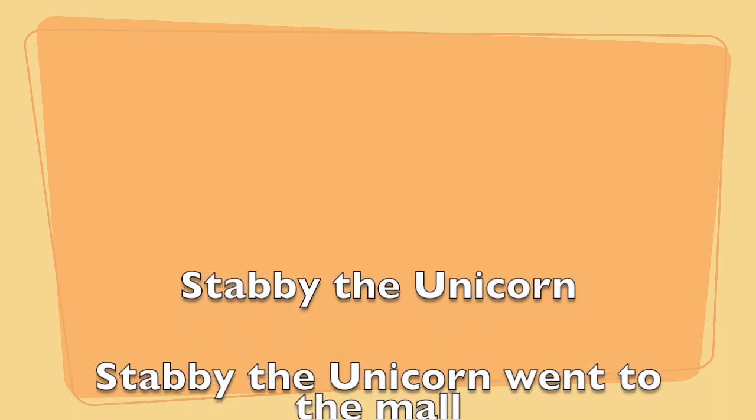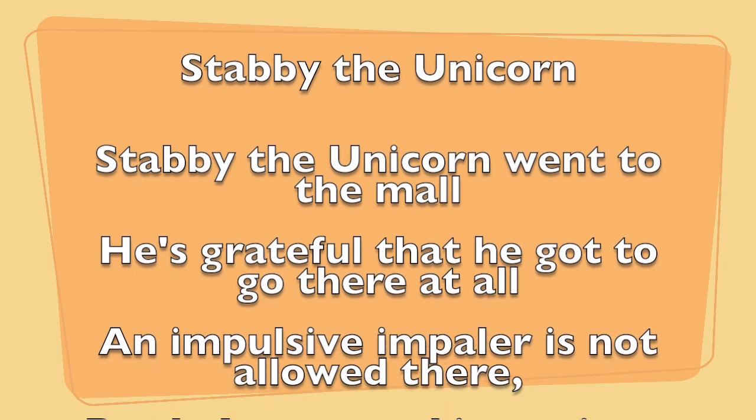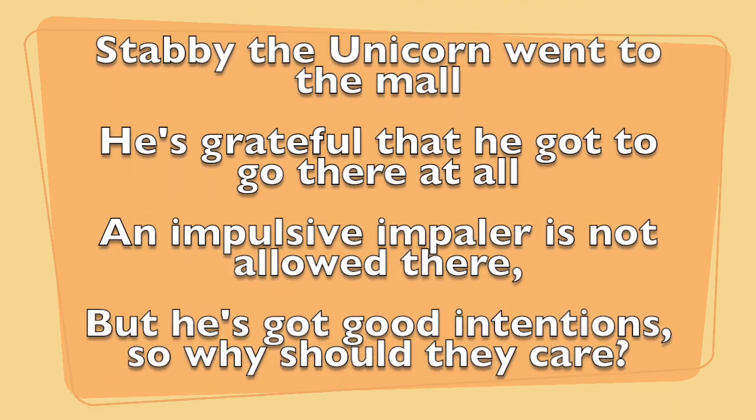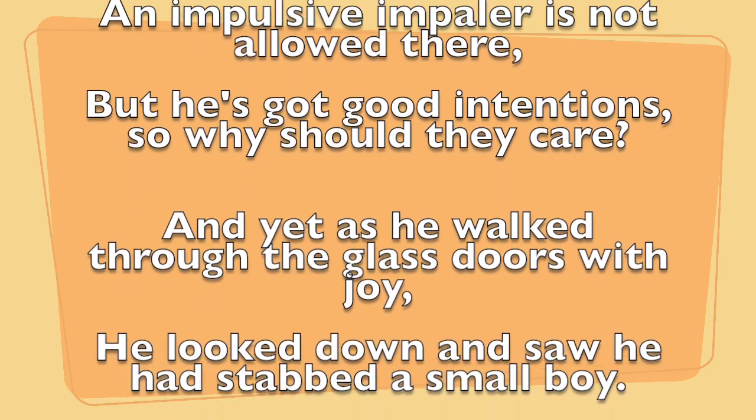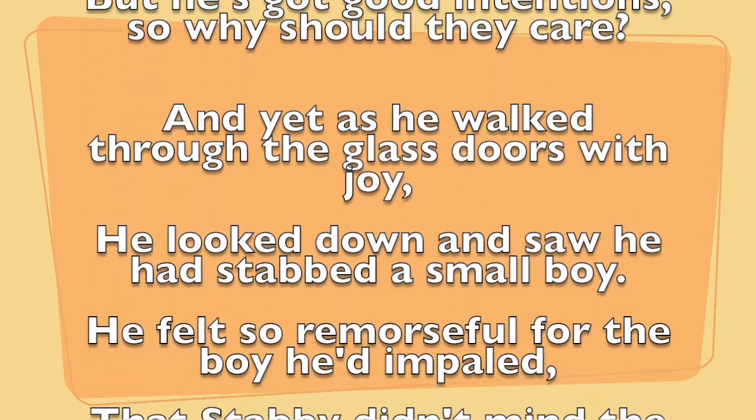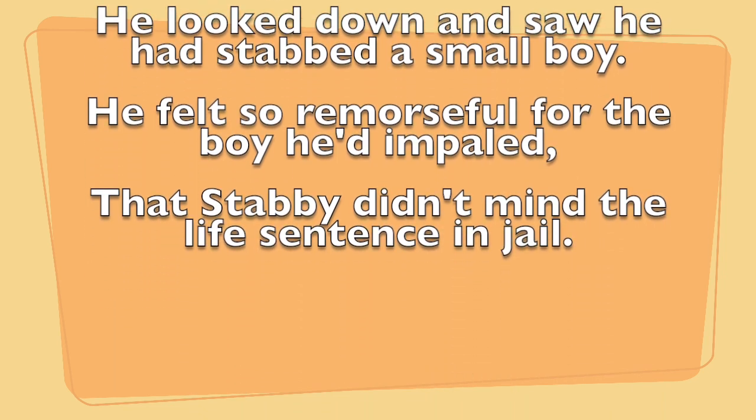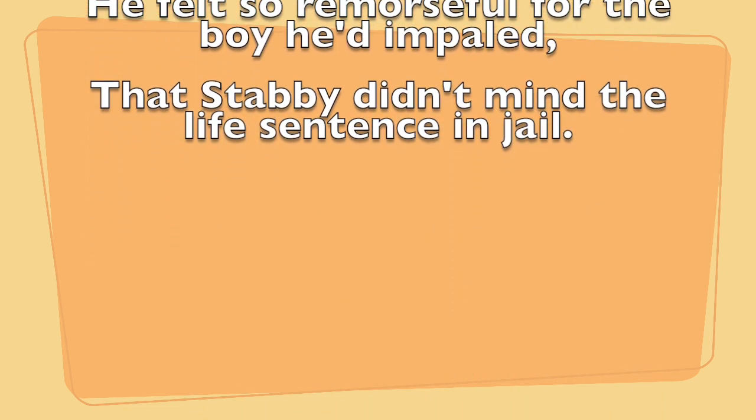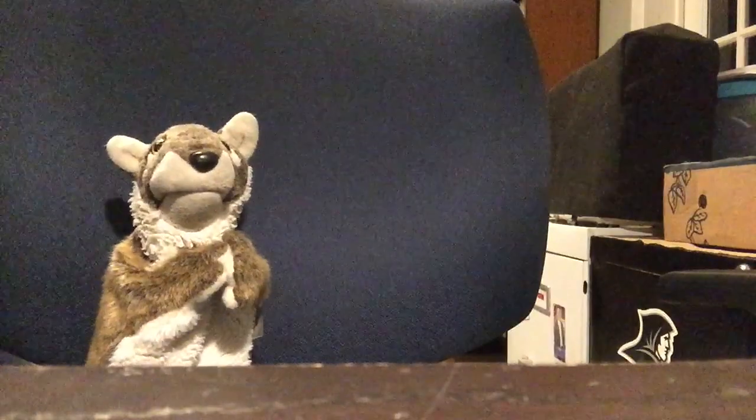Stabby the Unicorn went to the mall. He's grateful that he got to go there at all. An impulsive impaler is not allowed there, but he's got good intentions, so why should they care? And yet as he walked through the glass doors with joy, he looked down and saw he had stabbed a small boy. He felt so remorseful for the boy he'd impaled that Stabby didn't mind the life sentence in jail. Oh, it is beautiful.